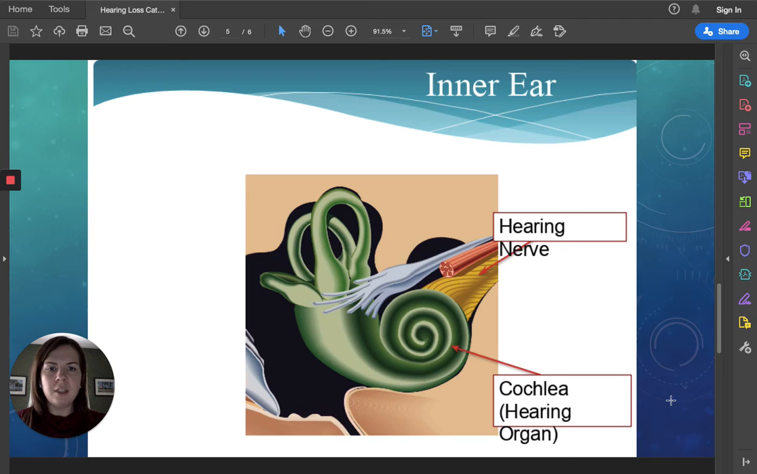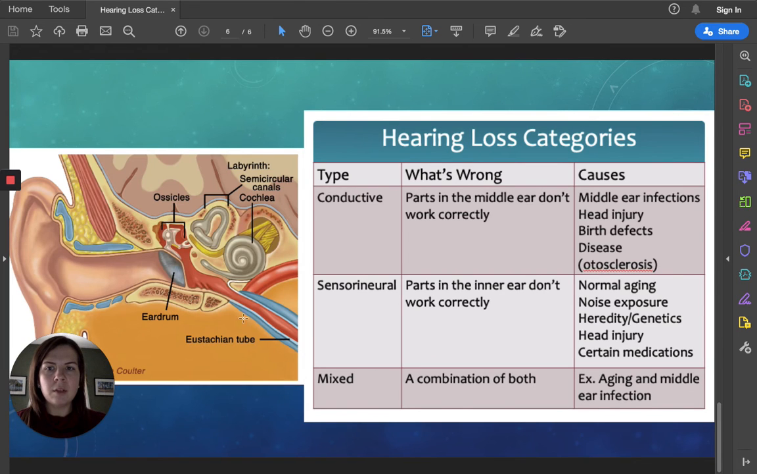Finally, your inner ear is behind your middle ear, so behind those three smallest bones in your body, and it has your cochlea, which is your hearing organ, as well as your hearing nerve, which sends everything that your ear is hearing to your brain to be processed and understood. So here's a little picture of it all together.